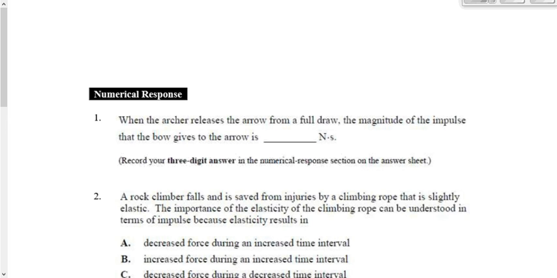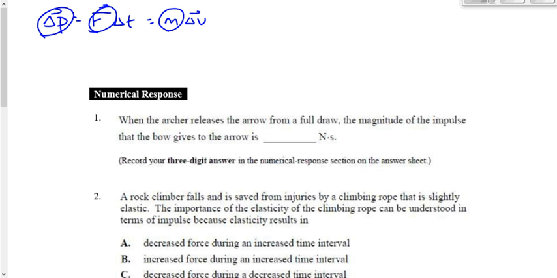Impulse is F times T and M times delta V. We're looking for impulse. We have force and we have mass. In order to find impulse, we need to get time so we can multiply it by force, or we need to get delta V so we can multiply it by mass. Got it?